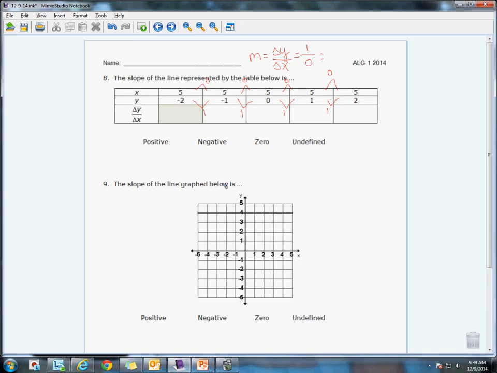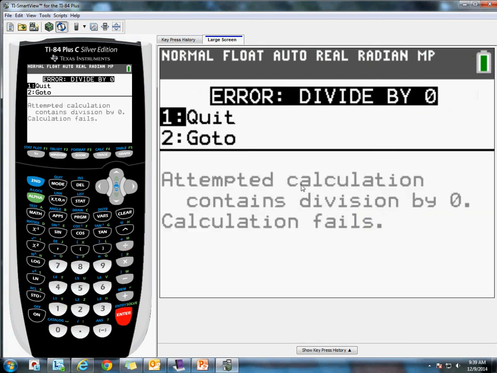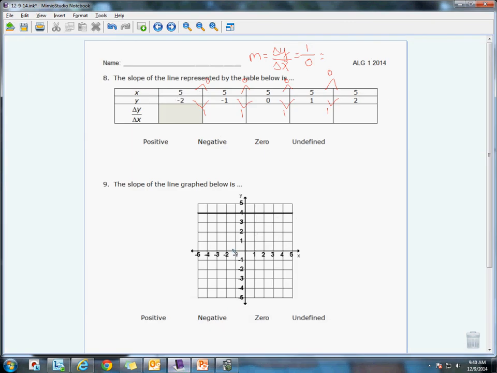So if you were to type in the calculator 1 divided by 0, it's going to get you an error because you cannot divide by 0. So when you get an error, we call this undefined. Also, if you look at your graph, here it tells you x is 5 the entire time. So 1, 2, 3, 4, 5. X is 5 on this entire line. So when it's a line that goes straight up and down, your slope is going to be undefined.